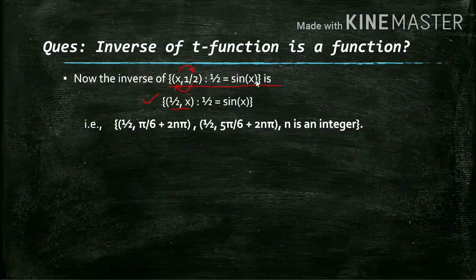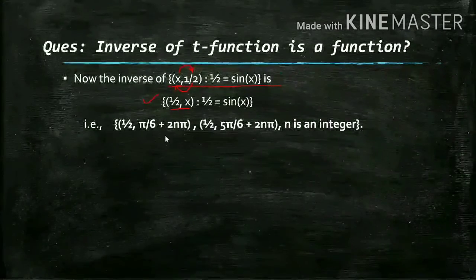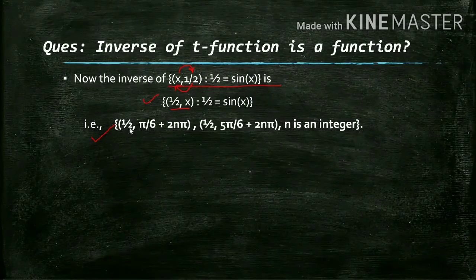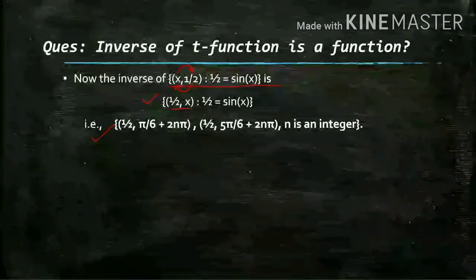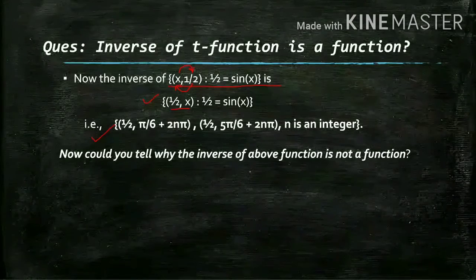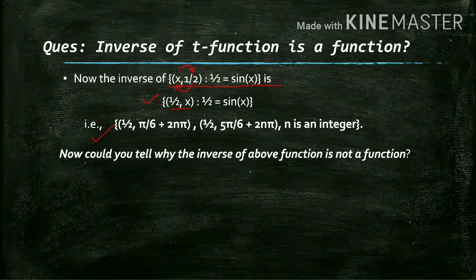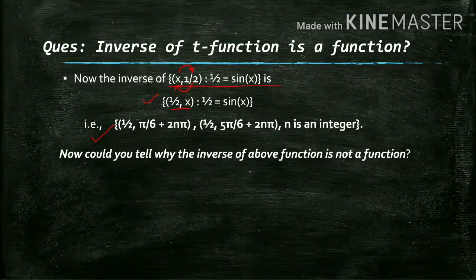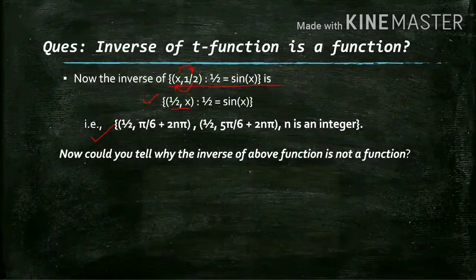So for its inverse, I consider the elements. Again swapping the values, half comma x would be swapped, and the inverse of this set would now be this. Clear? Now could you tell why the inverse of the above function is not a function? It's easy. Okay, let me tell you why it is not a function.